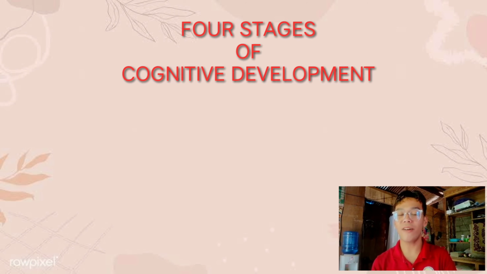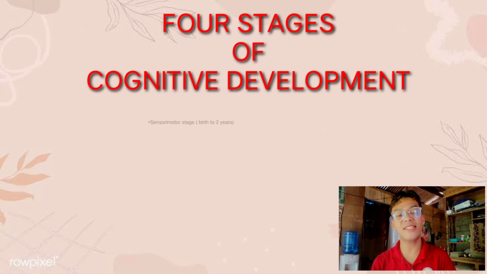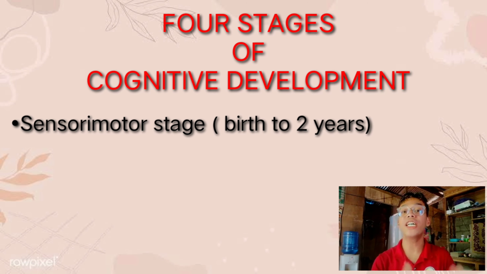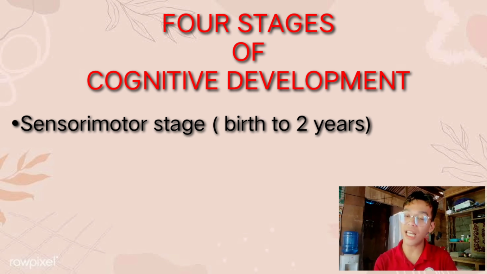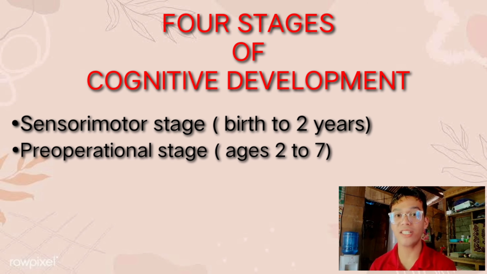There are four stages of cognitive development. The first stage is the sensorimotor stage, from birth to 2 years old. This is where children learn about the world through basic actions such as sucking, grasping, looking, and listening. The next stage is the pre-operational stage, from ages 2 to 7 years old. This is where children begin to think symbolically and learn to use words and pictures to represent things.